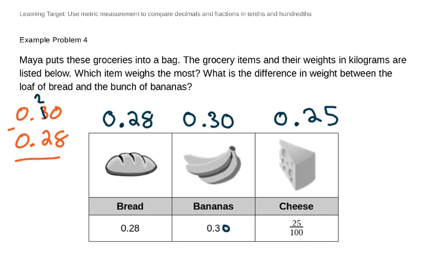I'm going to have to borrow, or in class we said unbundle, because I can't do 0 minus 8. So now I borrowed from the 3, made that a 2, and brought 10 over. 10 minus 8 is 2. And then I go to the next place value, the tenths place, and 2 minus 2 is 0. Don't forget the decimal. Don't forget what's in that ones place. That's the difference right there, 2 hundredths. So the difference in weight is 2 hundredths.